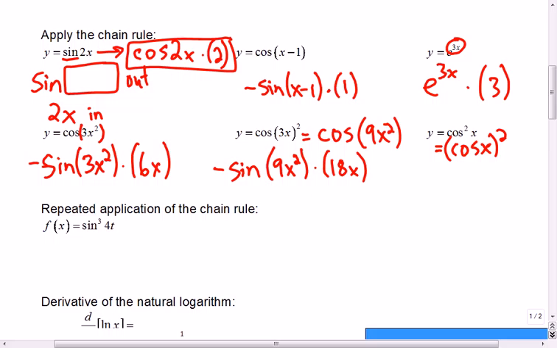So, and then the last one, this is going to be the exponent 2 times the cosine of x to the 1 times the derivative of the inside, which is the negative sine.